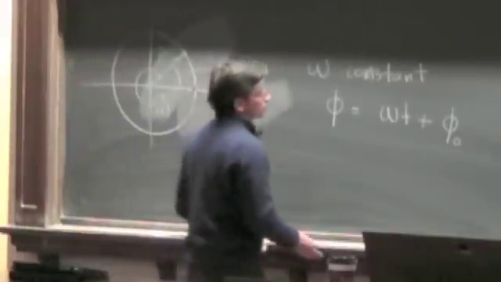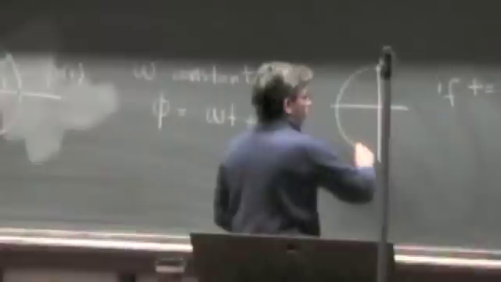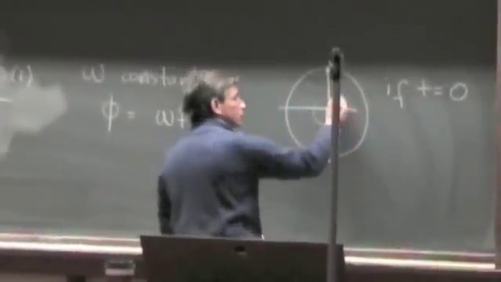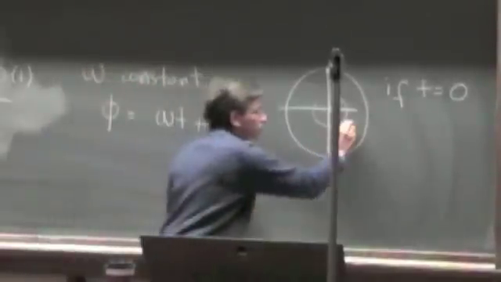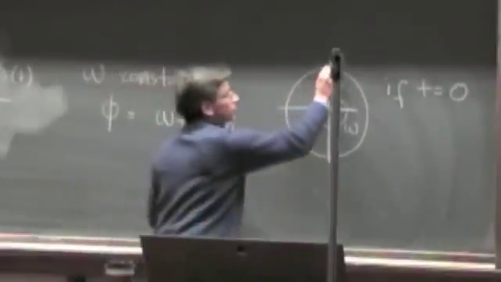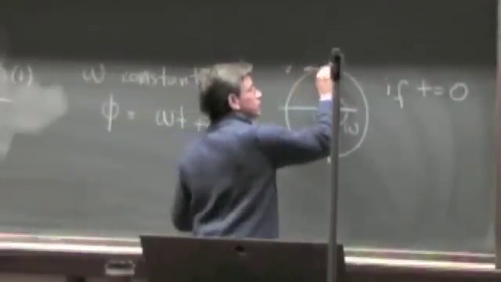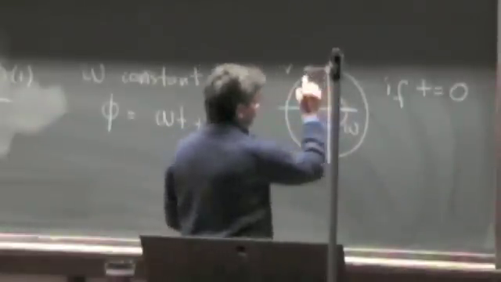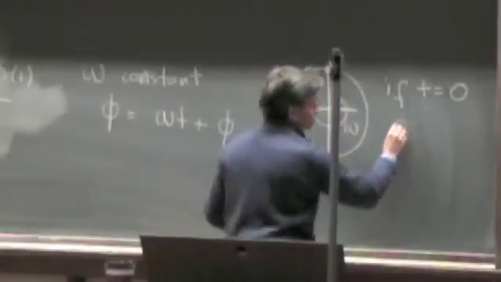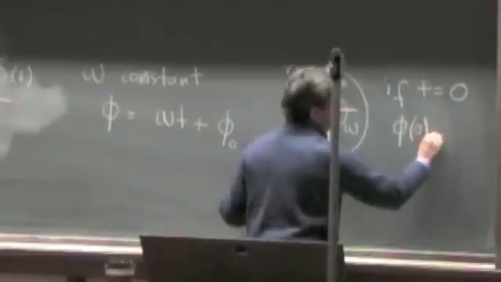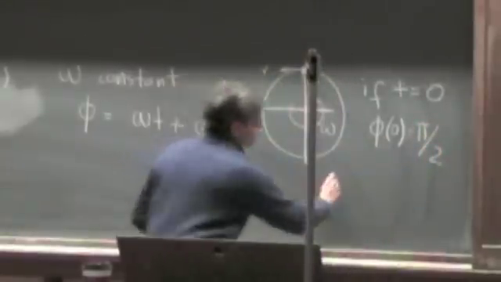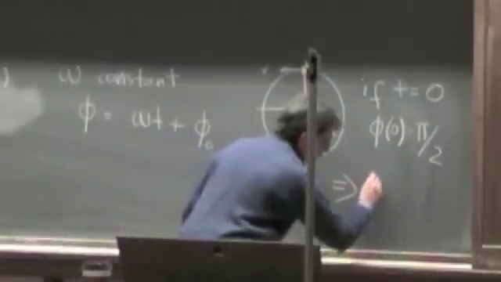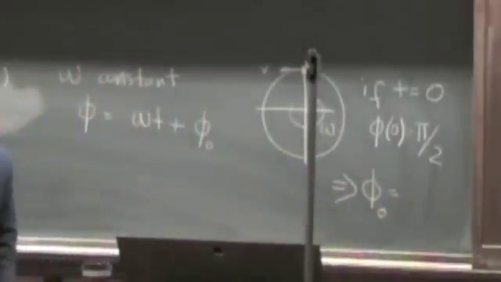So if at t equals 0 the object started here, remember that this is moving with an angular velocity omega at all times, the same angular velocity. When the object was here, it had some linear velocity this way, and it's at this location. If this is the initial condition that you have, that phi at t equals 0 was equal to pi over 2, then what's my phi 0? Pi over 2.